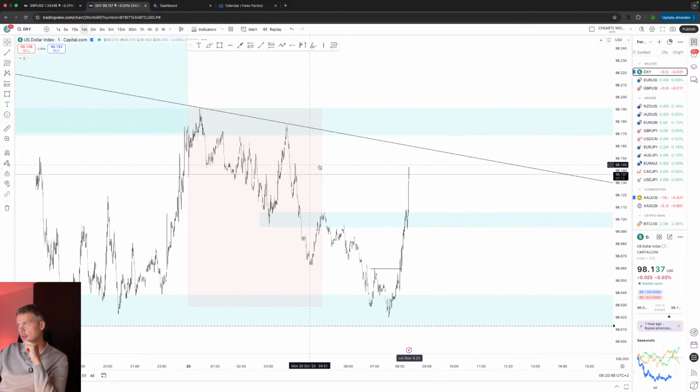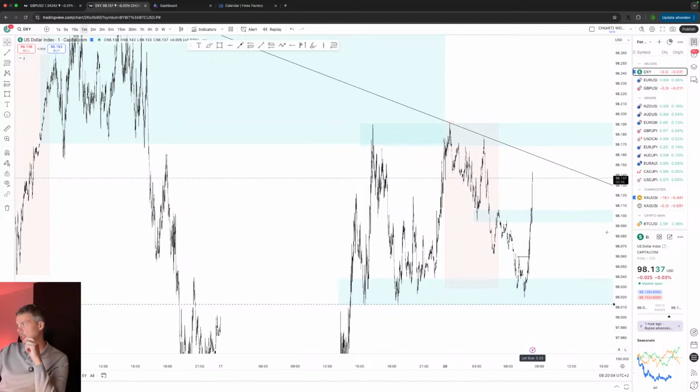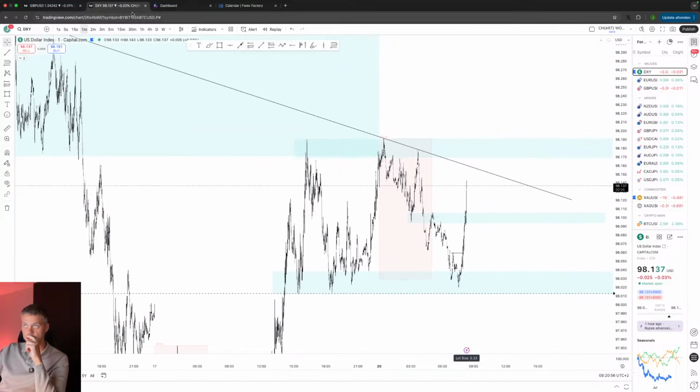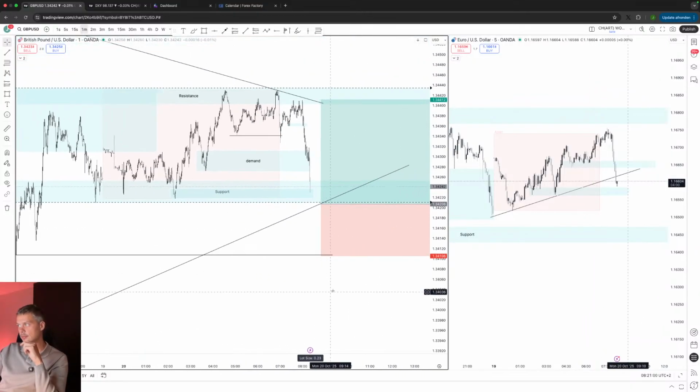XY. Let's put an alert on this trend line. That could be an indication that if we grab this liquidity, it wants to show us that we could reverse.